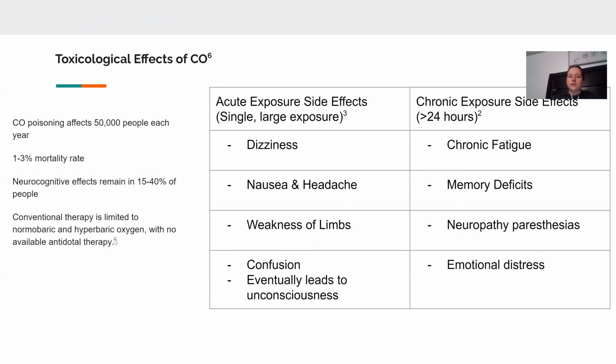We care about carbon monoxide poisoning because it affects 50,000 people per year and has a 1 to 3% mortality rate. We also care because people are exposed to carbon monoxide daily, even I am, as most people who drive cars. Its neurocognitive effects with long-term exposure are long-lasting in about 15 to 40% of people. There is no antidotal therapy for carbon monoxide poisoning. It is limited to just getting out of that environment and hyperbaric oxygen in locations where that is available.